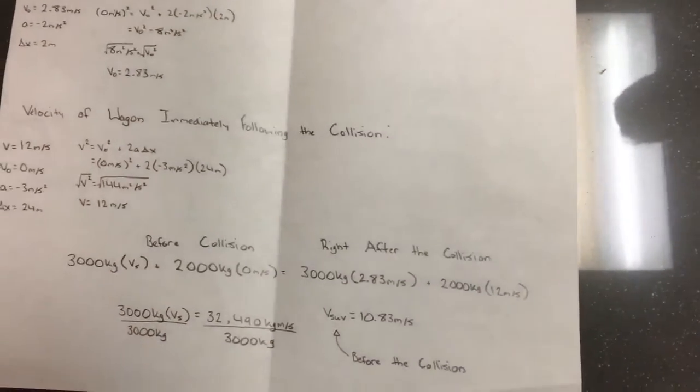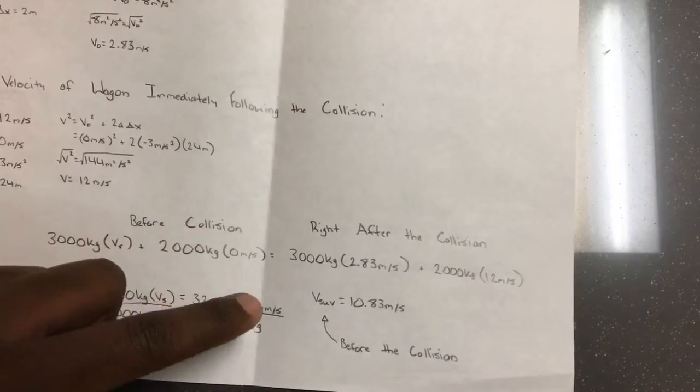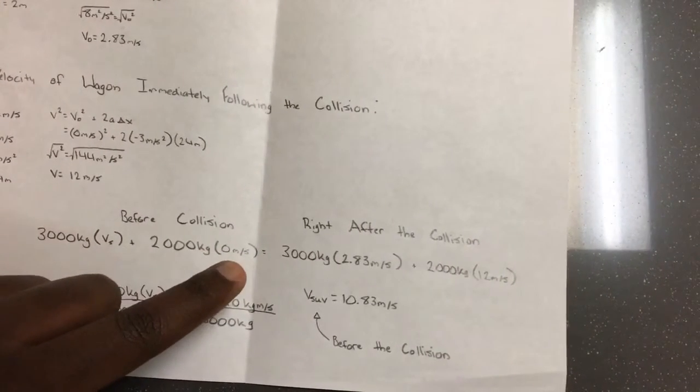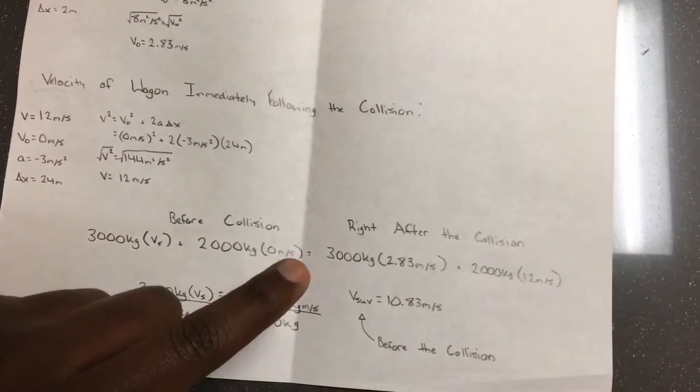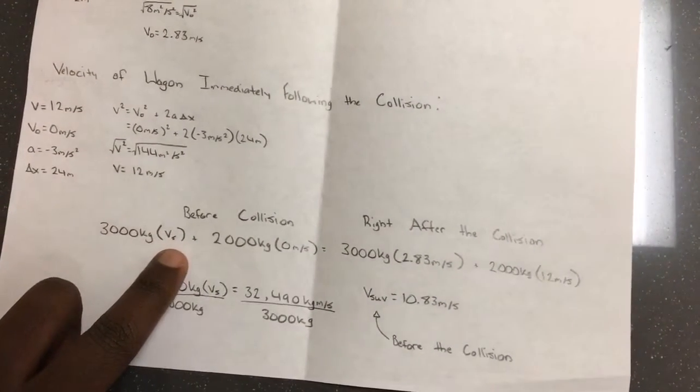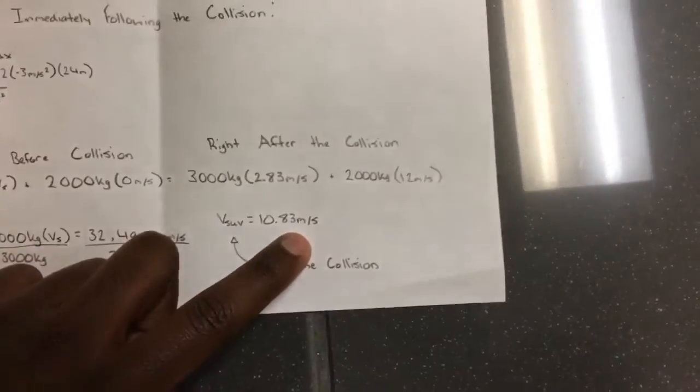After finding those, because we know the velocity of the wagon to be 0 meters per second initially, we can then solve for the initial velocity of the SUV, and what we get is 10.83 meters per second.